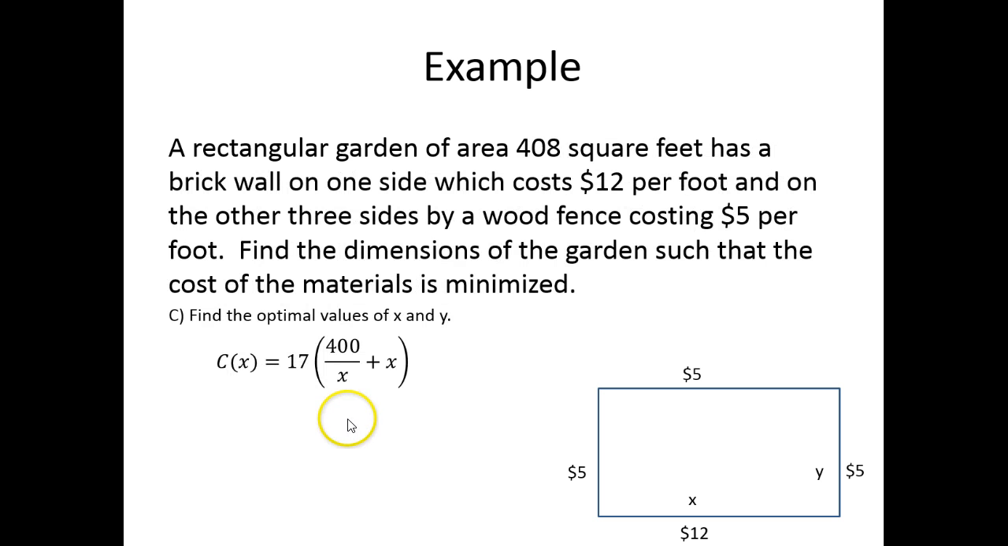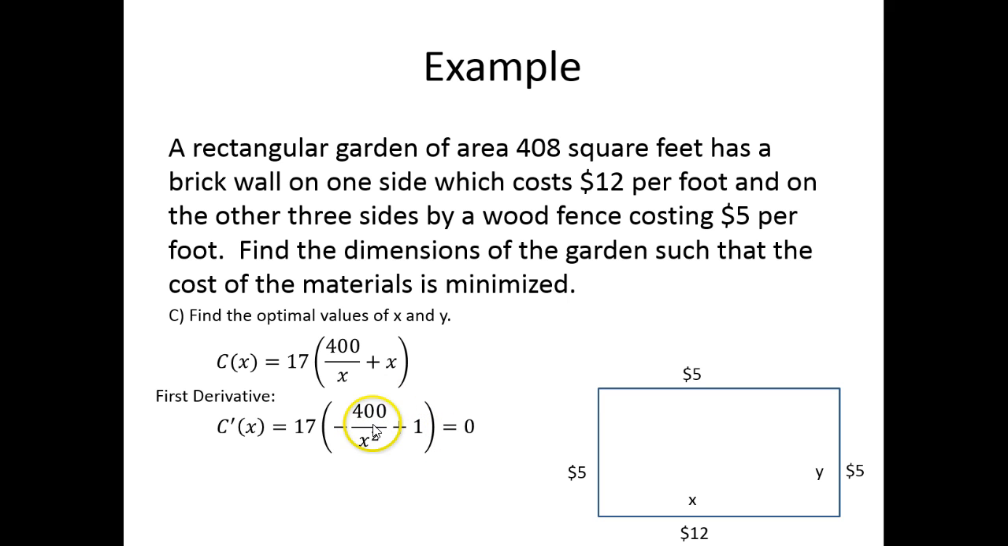Again, my next step is to optimize. I have to take the derivative of 400 over x plus 17x. Derivative of x is clearly 1. Derivative of 400 over x, remember we can rewrite this as 400 times x to the negative 1 and use our power rule. So this is going to be, our constant out front comes down, 17. This is negative 400 over x squared plus 17 is 0.